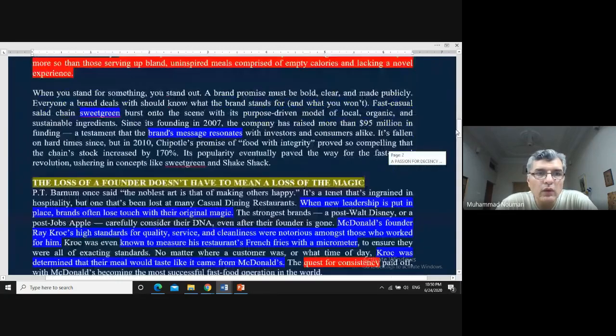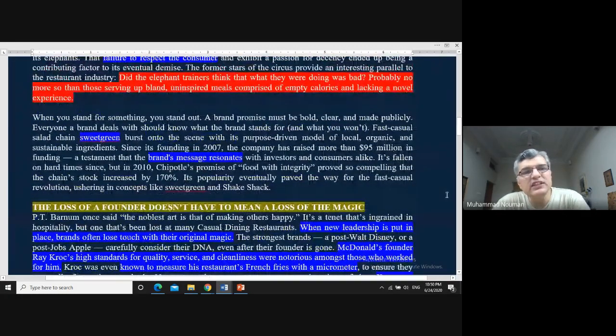In order to make a point further, the author goes on to give us an example of Sweetgreen, which is highlighted here, which is a restaurant chain. It's a US based chain, so obviously most of us will not know, and that is not our concern either. But they give this example of how this chain of restaurants has focused on a purpose driven model of local, organic, and sustainable ingredients, which is very much connected with the modern US food consumer or a certain segment of US restaurant goers.